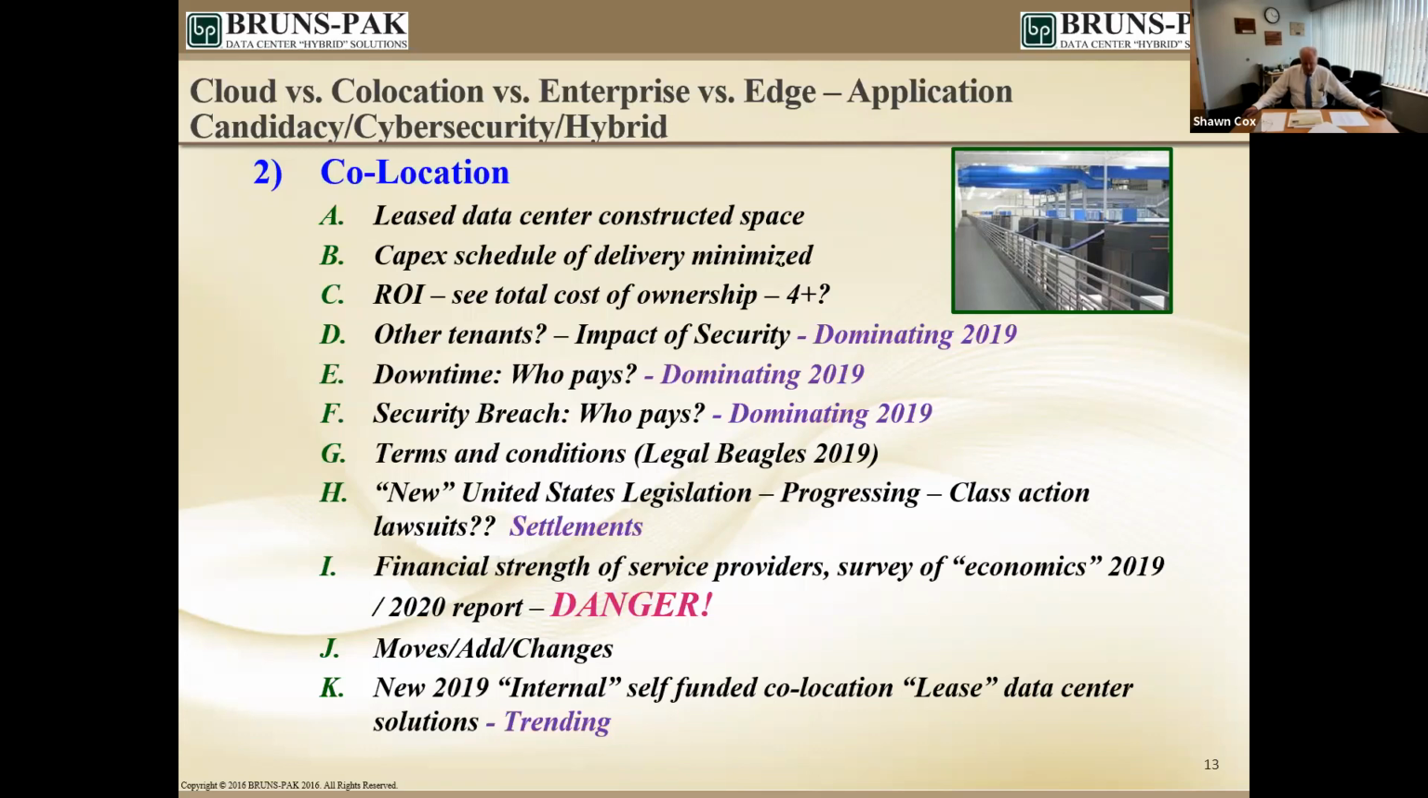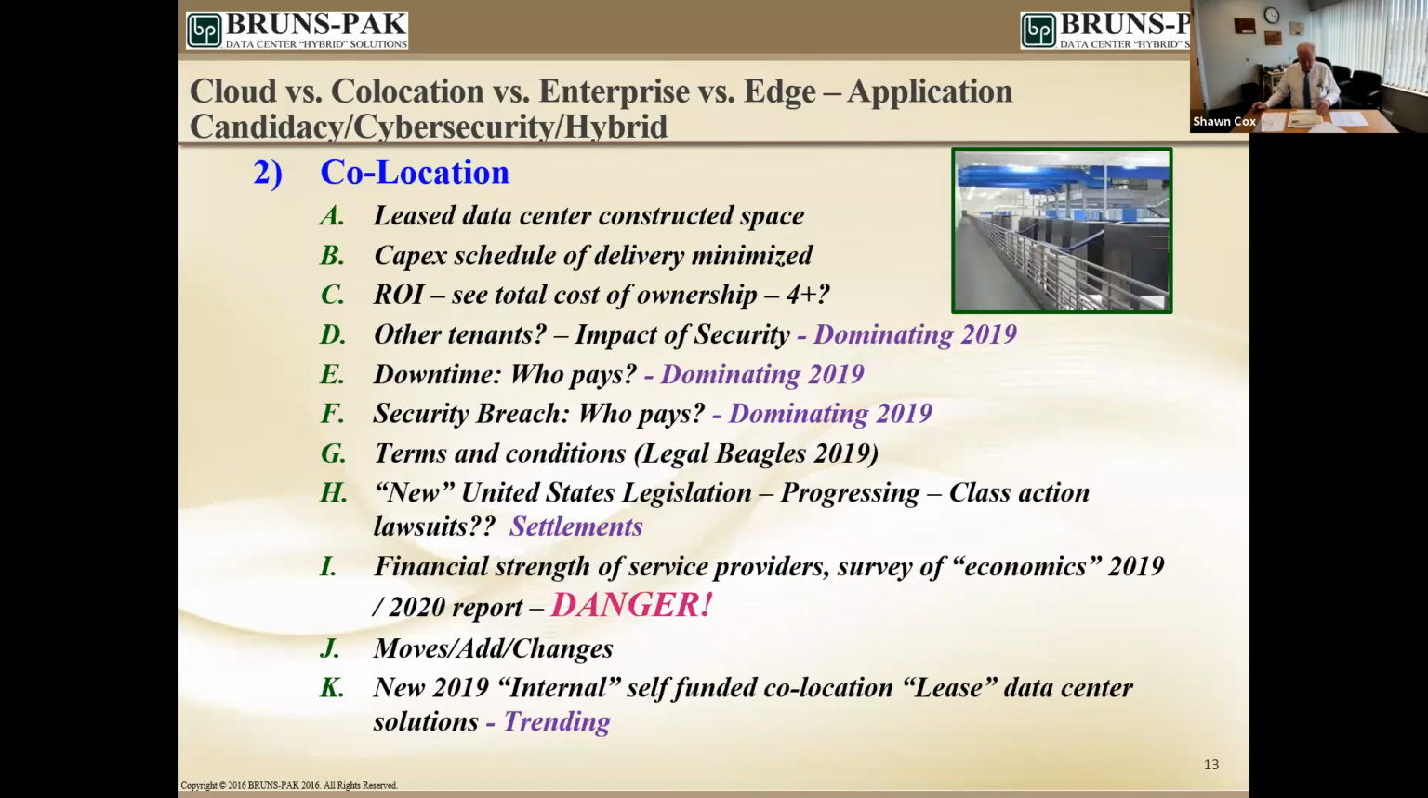The new United States legislation, class action lawsuits and settlements now coming about. When you see these security breaches, by the way, that's before it's law. So there's people voluntarily settling class action lawsuits on data breaches before it becomes law that they can actually be sued. The financial strength of service providers, and we have some of the colo folks here online with the cloud folks. Yeah, you absolutely see a consolidation somewhat of some of the players coming together. Moves, adds, and changes, controlling that cost.